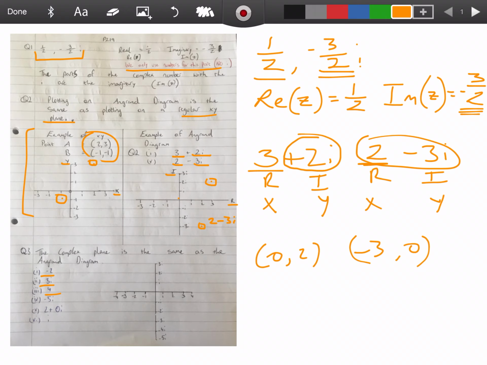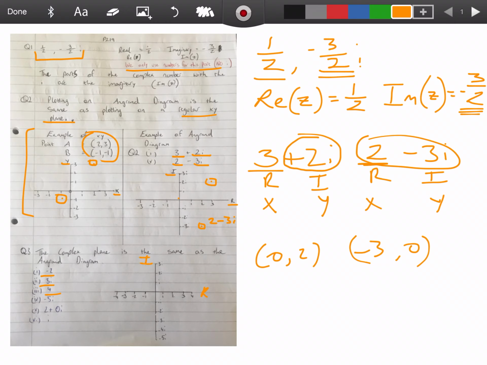So part 1 you can see is minus 2. There's no imaginary part. It's only the real part. So your point is going to be on the real axis. So you can imagine it. It's minus 2. The imaginary part is 0 essentially.